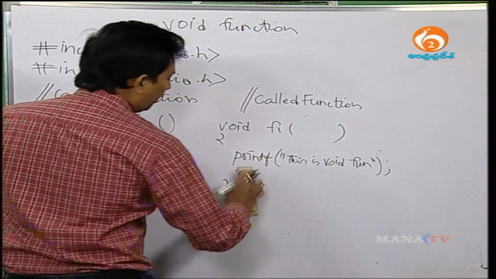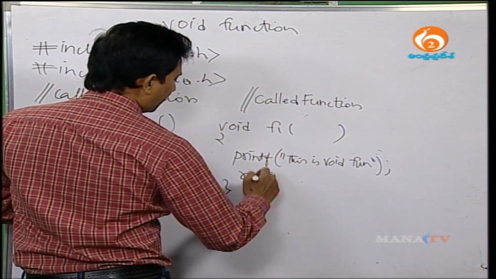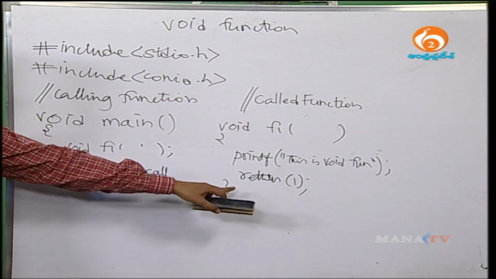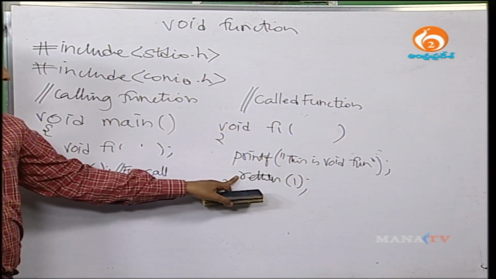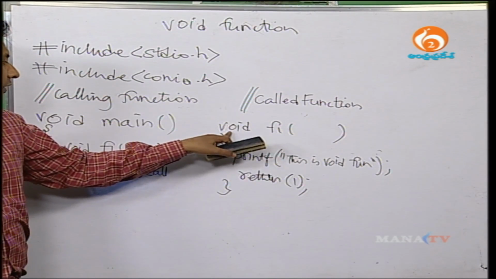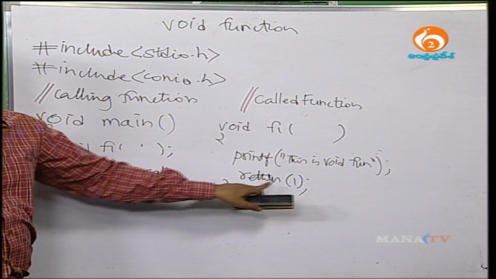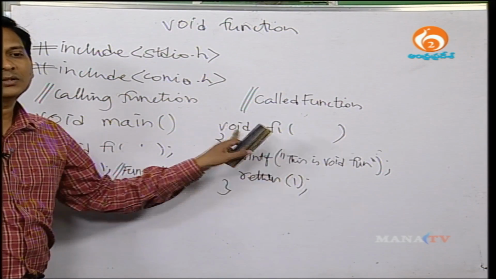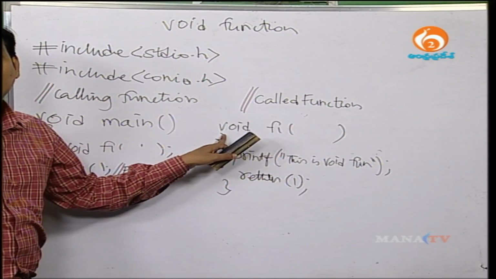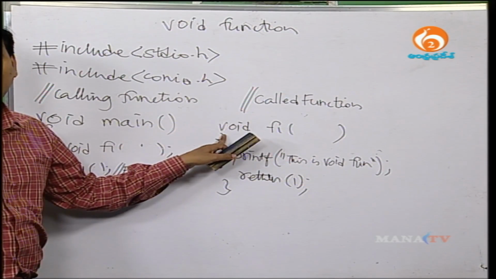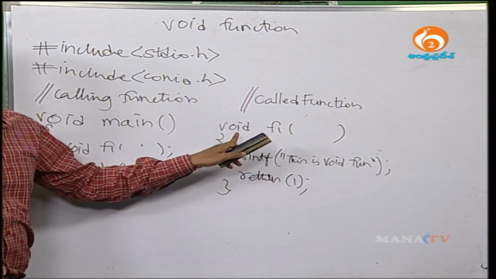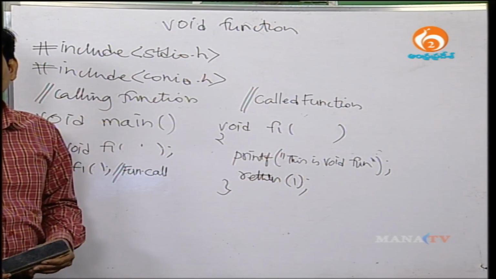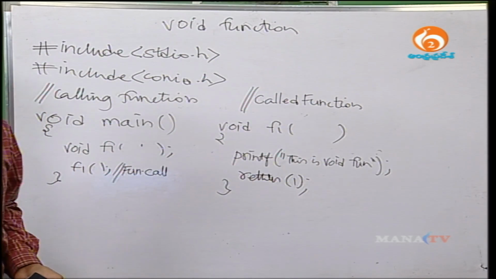Next, if I write one return statement here, return 1, then we will get an error, because whenever there is a void function, you should not return any value, variable or expression. It won't allow returning a value to the calling function, because it is a void function. Void means not returning any value to the calling function.